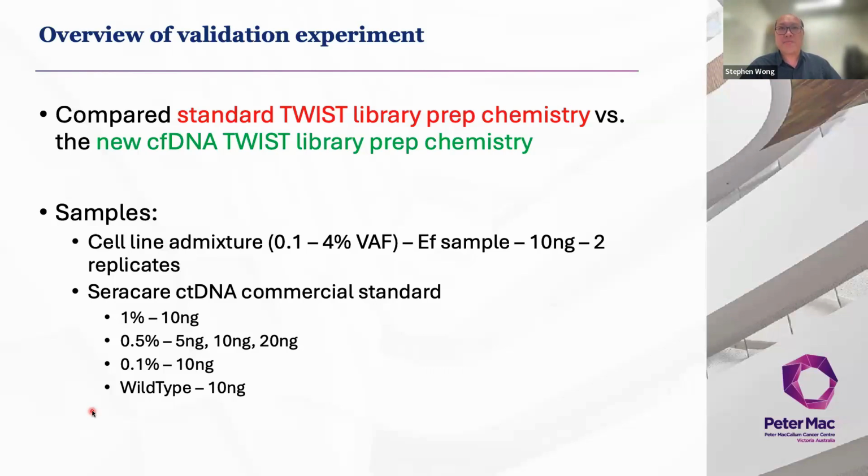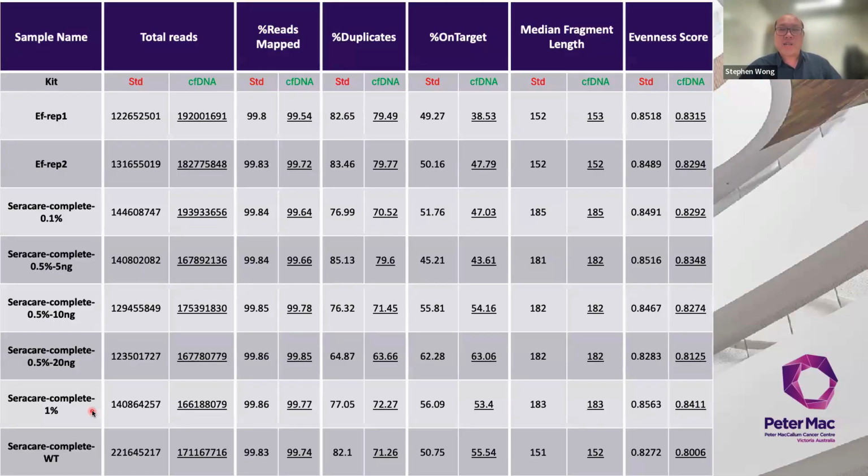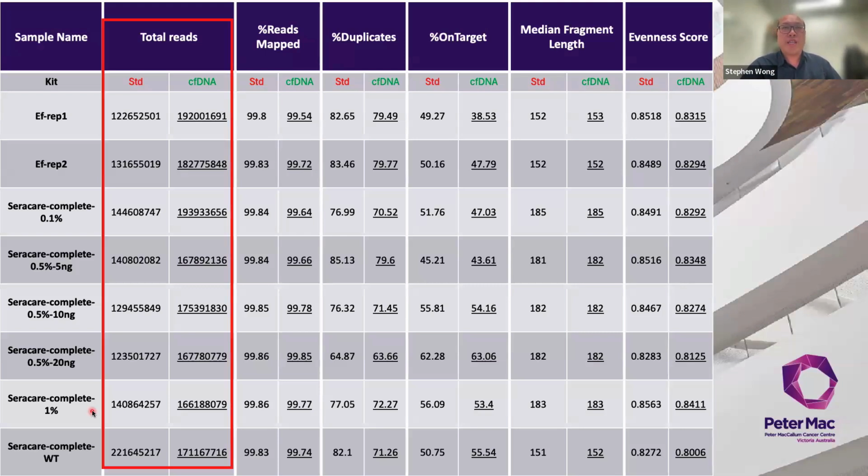So what did we see? This slide summarizes the performance metrics of our analysis, with the data on the left from the standard kit versus the data on the right, shown in red, from the cell-free DNA kit. In terms of the total reads per sample post sequencing, we observe a pretty similar amount of total read coverage for all samples, maybe slightly higher for the cell-free DNA group.